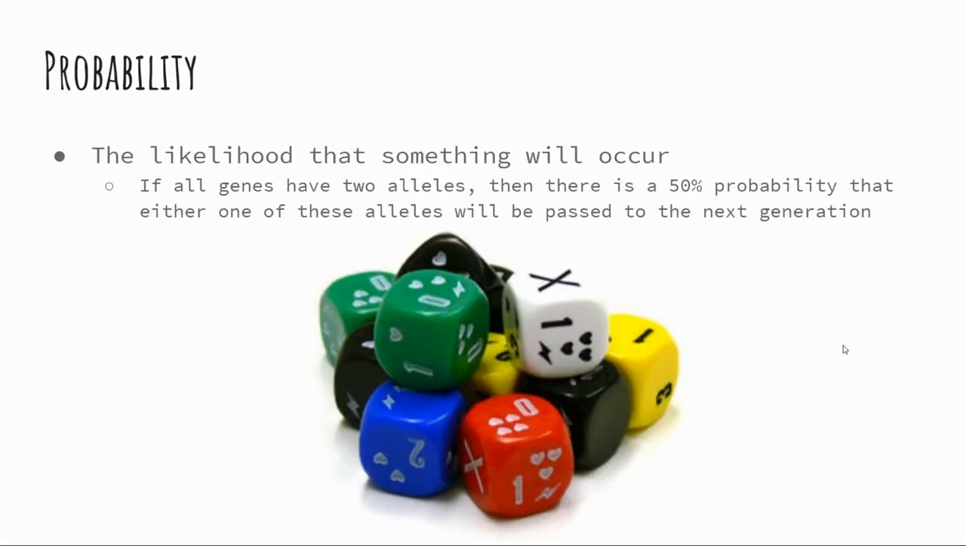So probability is the likelihood that something will occur. With Punnett squares, we're basically figuring out the probability of a certain trait or allele to show up. Whether it's a monohybrid cross or a dihybrid cross, it's all going to be based on a percentage or a fraction.